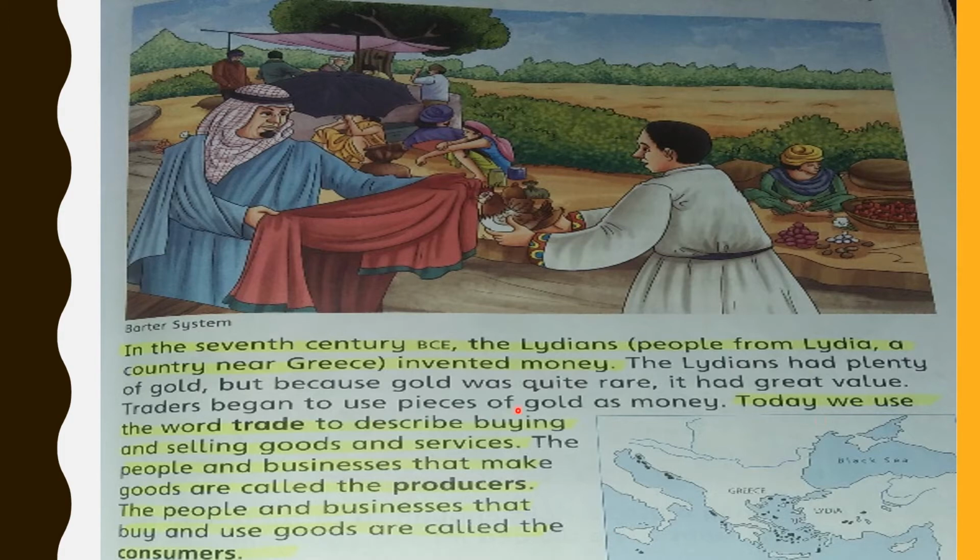Today we use the word trade to describe buying and selling goods and services. The people and businesses that make goods are called the producers, and the people and businesses that buy and use goods are called consumers.